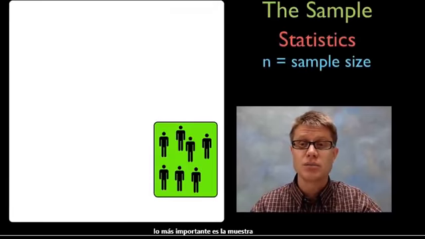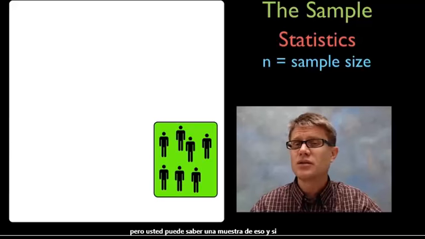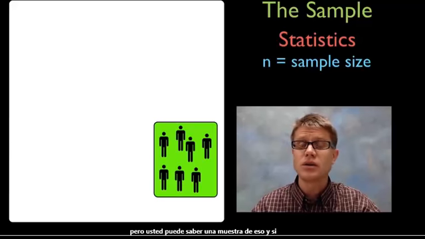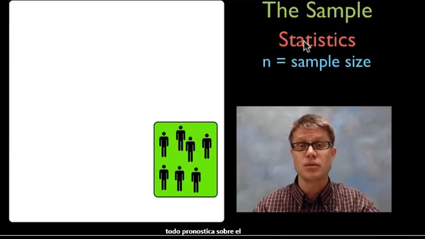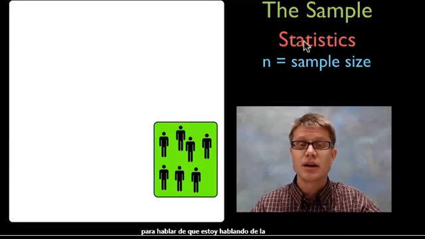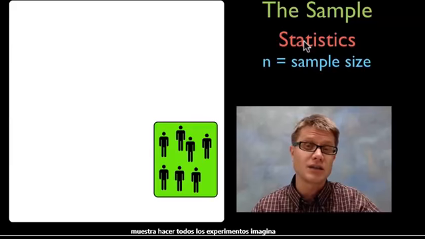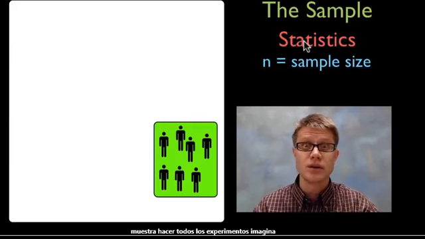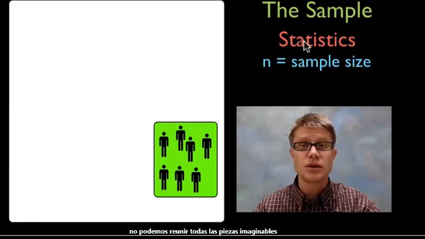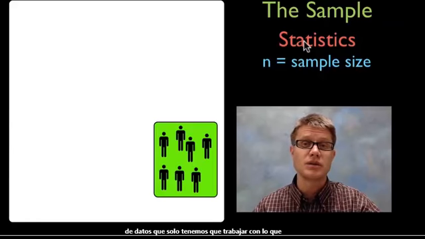The right answer and the most important thing is the sample. Because you can never know everything, but you can know a sample of that. And if you have a good understanding of the statistics, we can make predictions about everything, predictions about the population. And so everything I'm going to talk about, I'm talking about the sample, because that's what scientists do. We can't do every conceivable experiment. We can't gather every conceivable piece of data.